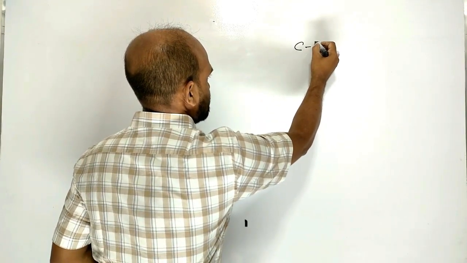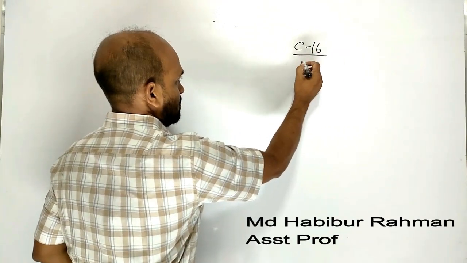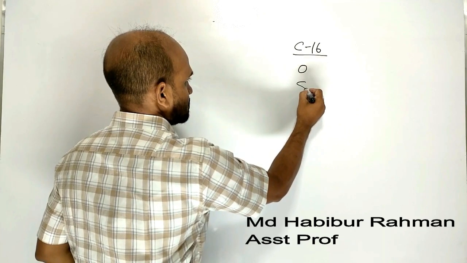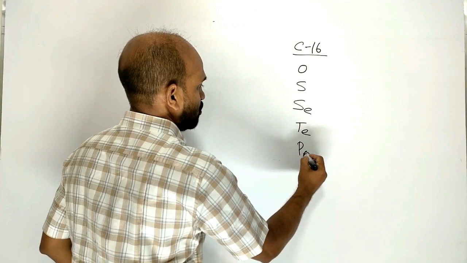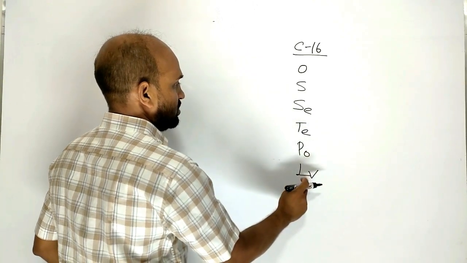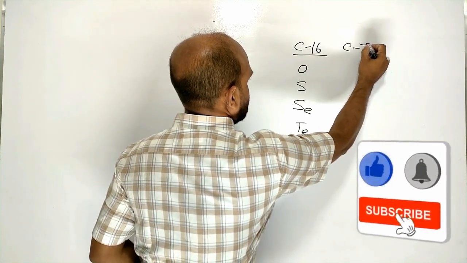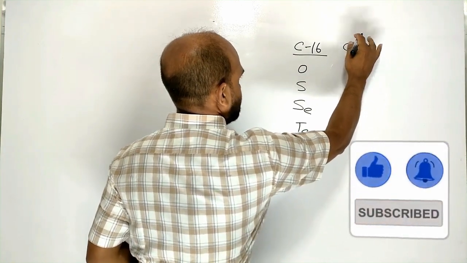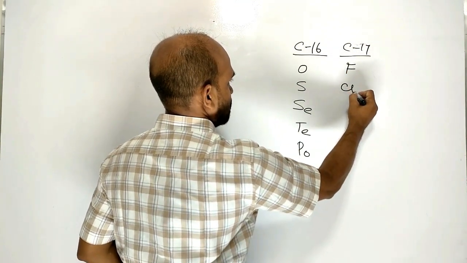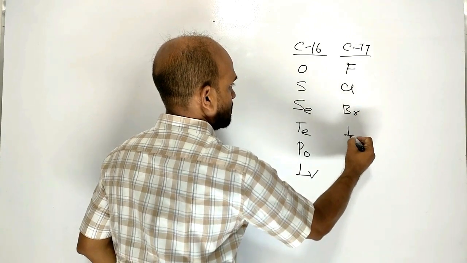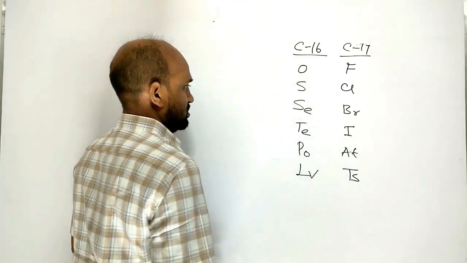Elements that belong to column 16 in the periodic table are oxygen, sulfur, selenium, tellurium, polonium, and livermorium. And elements that belong to column 17 in the periodic table are fluorine, chlorine, bromine, iodine, astatine, and tennessine.